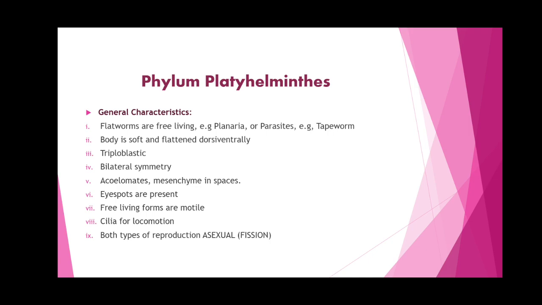These organisms show both types of reproduction. Asexual reproduction takes place by the process of fission, which is the division of a single organism into two, and by the process of regeneration, the two structures that have been formed by the simple division will regrow the missing parts and come back into their original form.